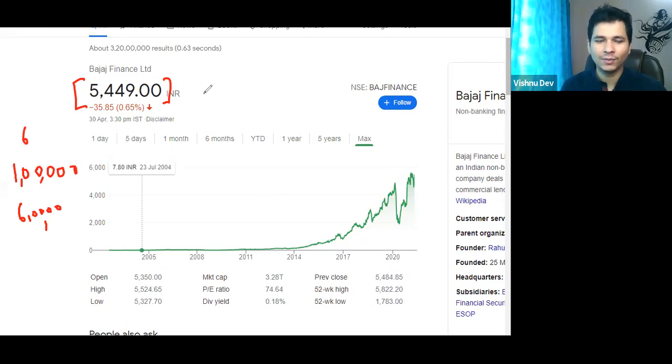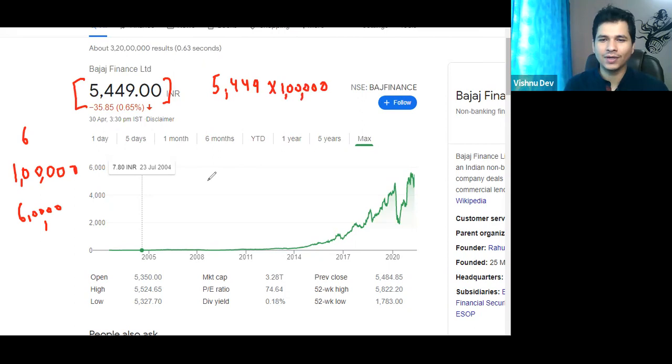Now tell me today, what would be the price? Sir, around 54 crores. No, think about it. It is 5,449 into 1 lakh. How much profit did you gain, sir? 1 lakh. Think about it.